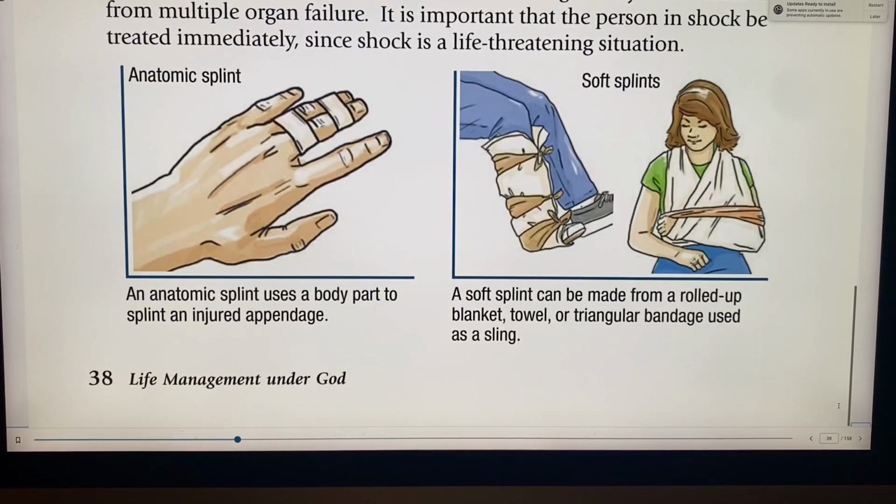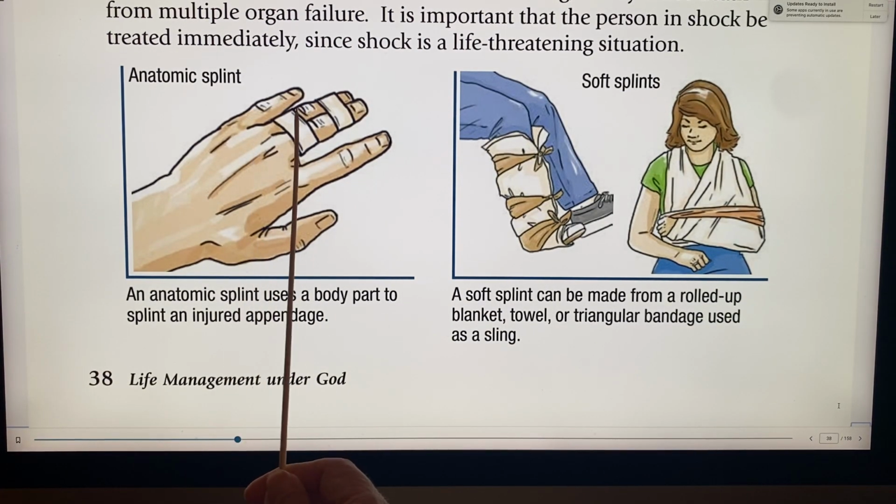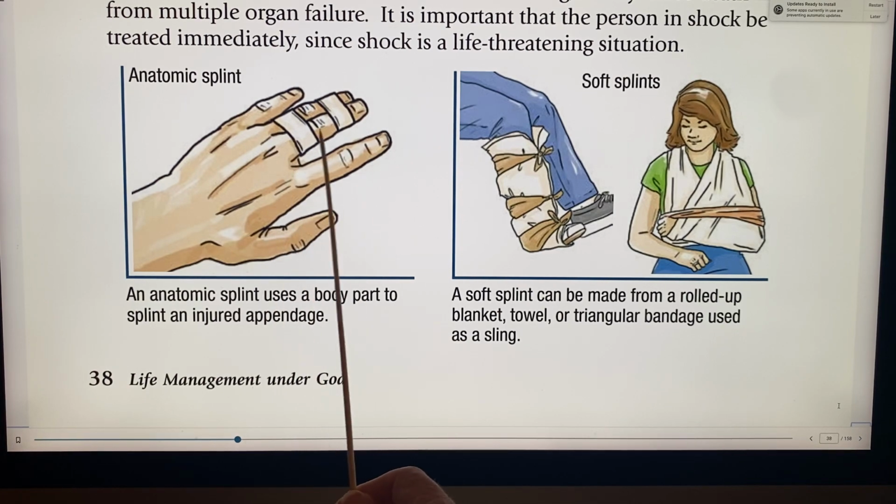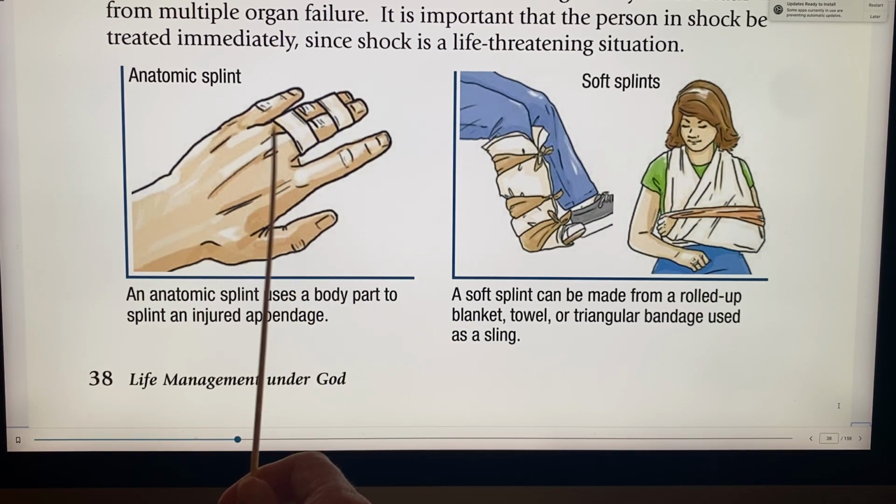Here's some more splints here, kind of important. Here's an anatomical splint that uses splinting it with a finger here. So they're splinting these together. This one might be broken. They're splinting these two together. Very easy to do, of course, just taping these together.